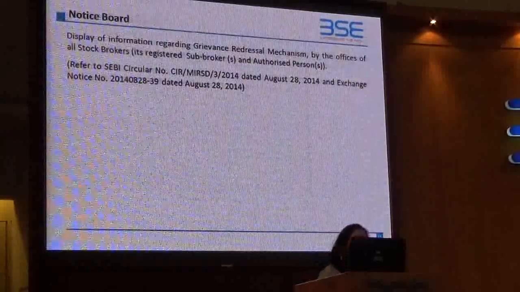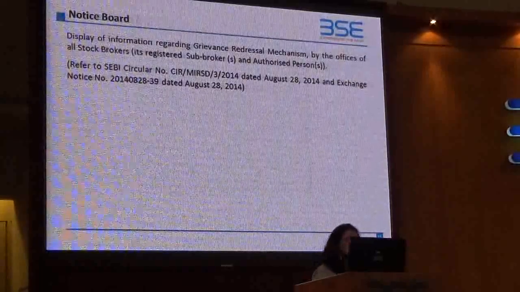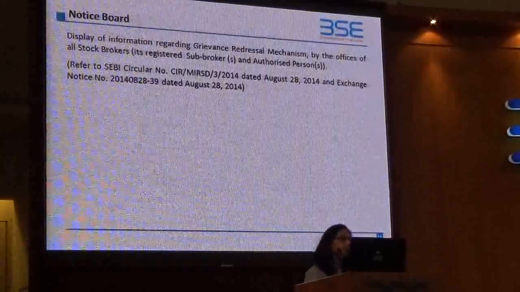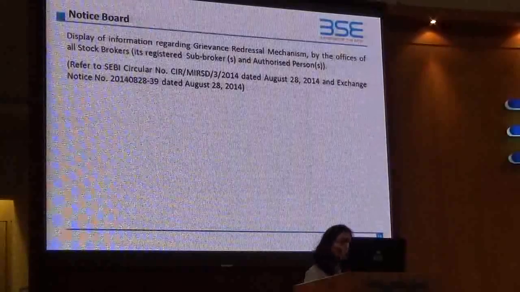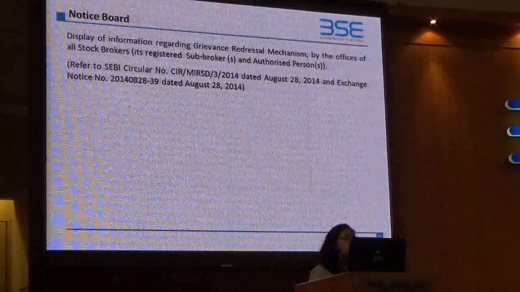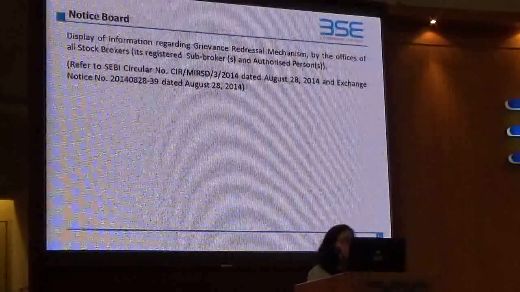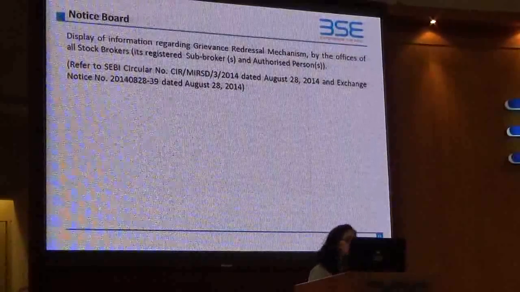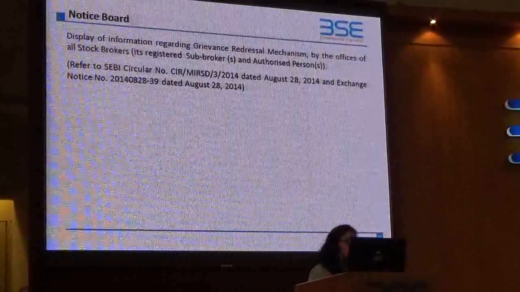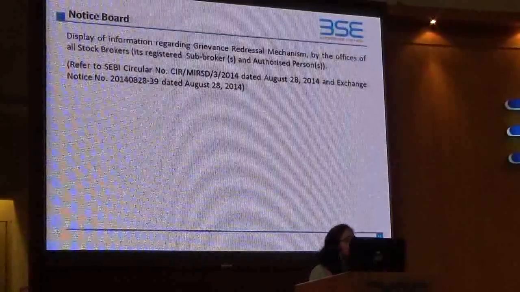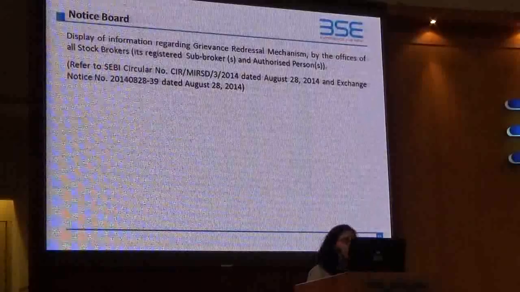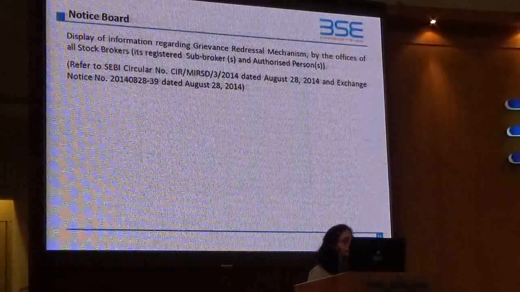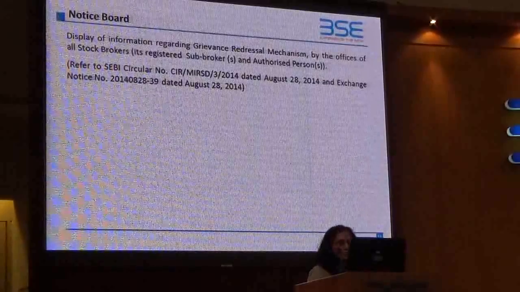Recently, SEBI required that all the branches and all the offices of the authorized persons and sub-brokers should have a notice board where the member has to put the email ID and contact number of the person who can be reached in the event of any investor complaint. And apart from that, the contact person of the exchange also has to be mentioned. In case of any investor grievance, the investor can reach out on those contact numbers.